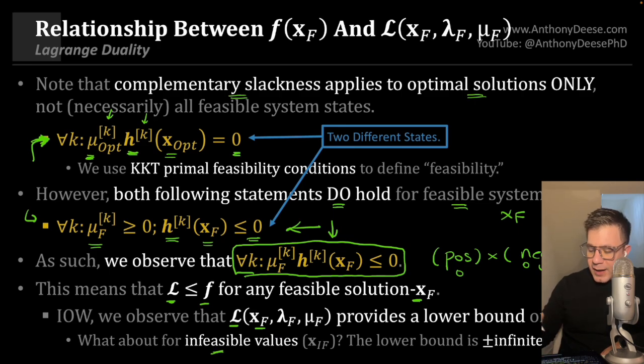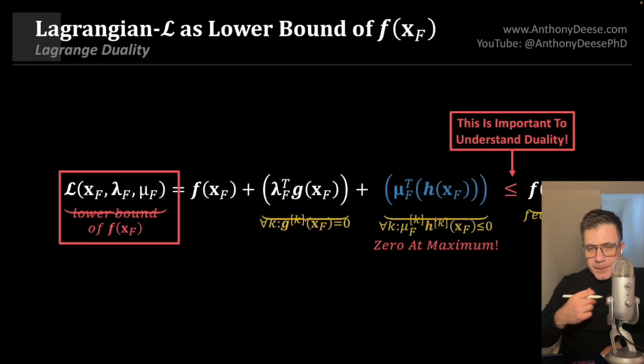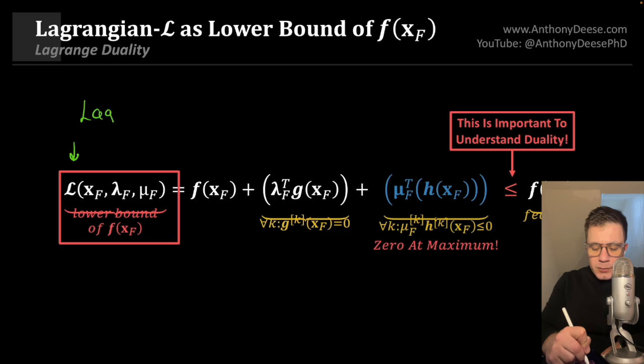Now, what about infeasible values? Generally, the lower bound would be positive or negative infinity, but we're not going to spend too much time discussing those. This equation will probably do a better job of explaining what we said at the very bottom of the previous slide. Okay, so here we have our Lagrange function, right?